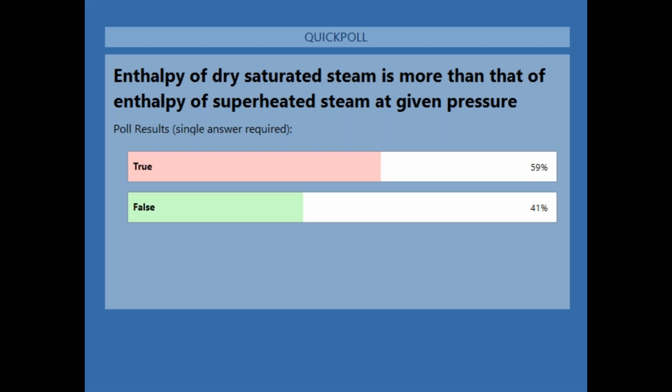Okay, so note that when you are heating the water, let me tell you the correct answer. The correct answer is that the enthalpy of superheated steam is more than the enthalpy of dry saturated steam, and not otherwise. So the option should have been false, which 40% of the students have guessed correctly. Okay, so I'm hiding this and I will now try to show the whiteboard.